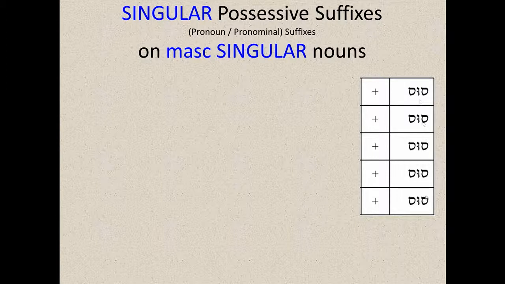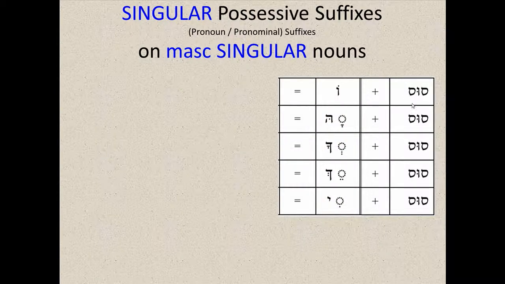And I'm going to use sus, the masculine singular noun. The endings are the same even if you have a feminine singular noun, like if we had sus-a. The only difference would be that the he in sus-a would change to a t, a tav, and then you'd add the suffix. So I'm not going to be redundant. I'm just going to use sus and then give you the suffixes. You just need to memorize the suffixes.